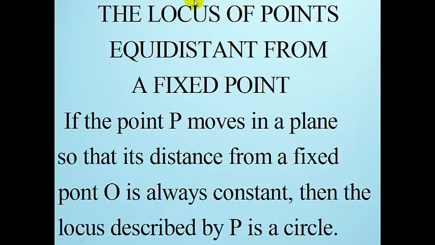The locus of point equidistant from a fixed point. If the point P moves in a plane so that its distance from a fixed point O is always constant, then the locus described by P is a circle.